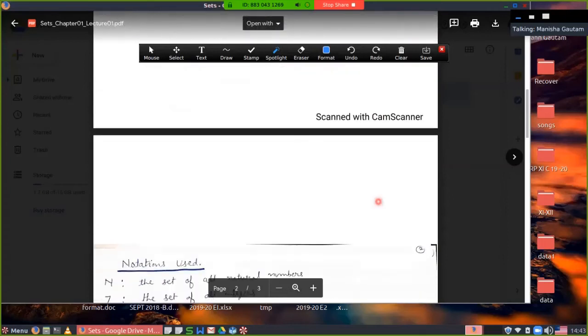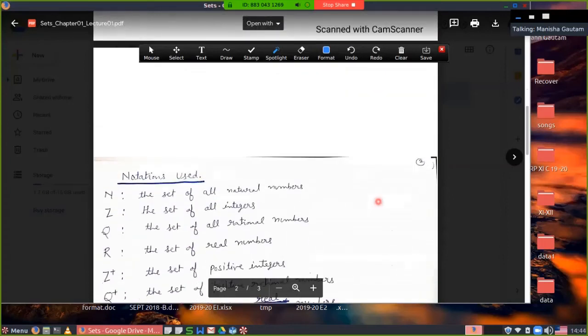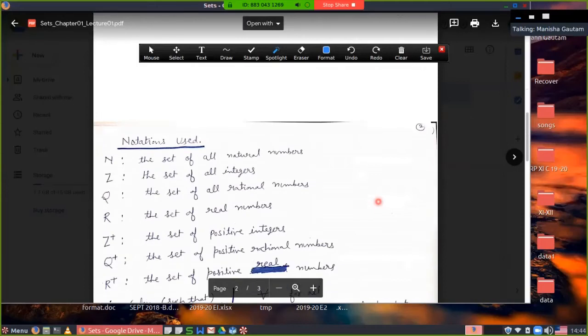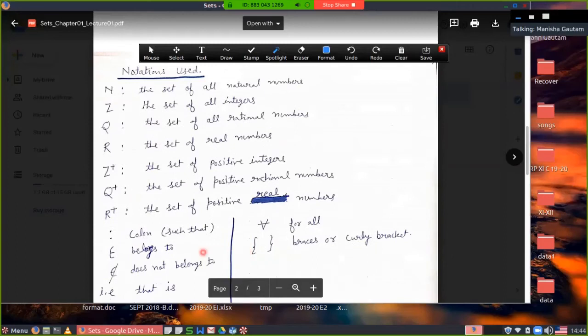Now here I have given a few notations which are used in Chapter 1. First notation, capital N, the set of all natural numbers. Capital Z is the set of all integers. Q, the set of all rational numbers. Capital R, the set of real numbers. Capital Z positive, the set of positive integers. Q positive, the set of positive rational numbers. R positive, the set of positive real numbers.